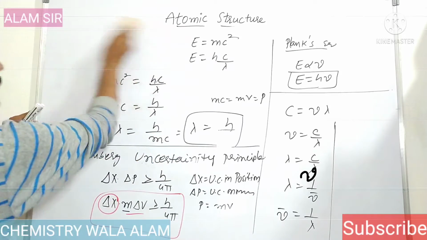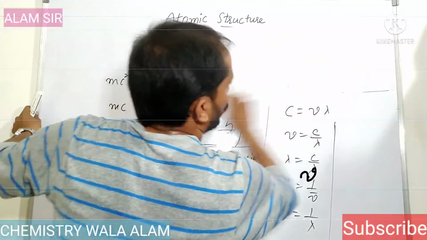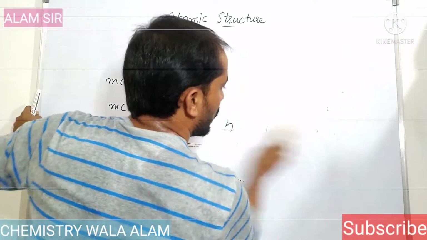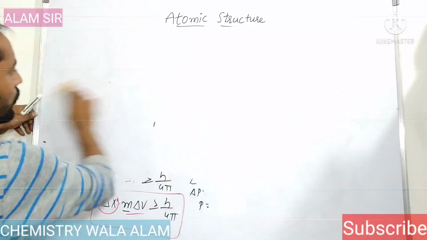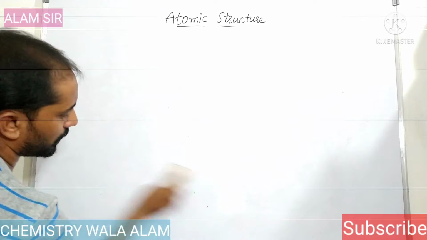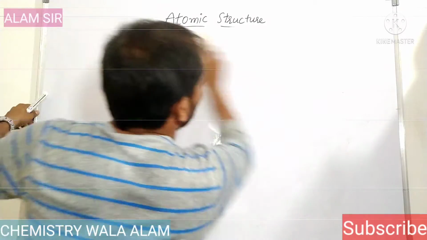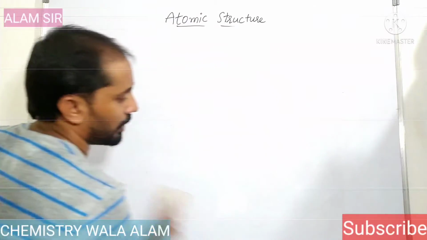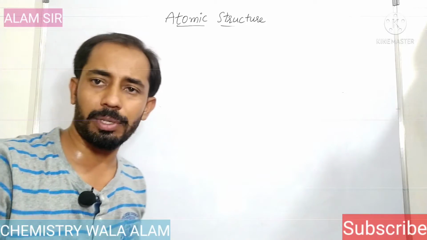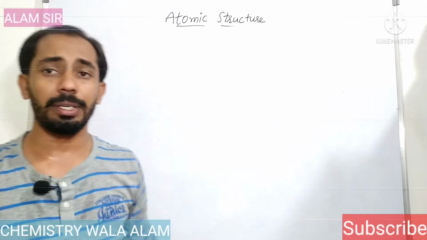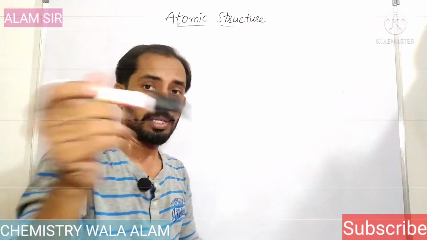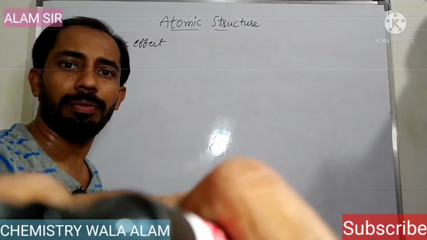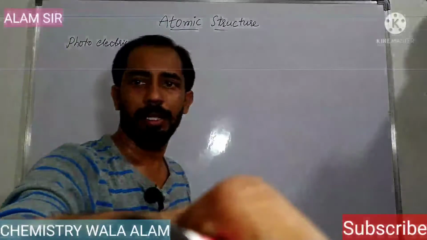Next, from the quantum numbers, there are many formulas. Quantum numbers are nothing but a set of numbers which give the complete information about an electron in an atom. So here: Thomson model, Rutherford's model, Bohr's model, Bohr-Sommerfeld, de Broglie, Heisenberg uncertainty principle. Next, the photoelectric effect.